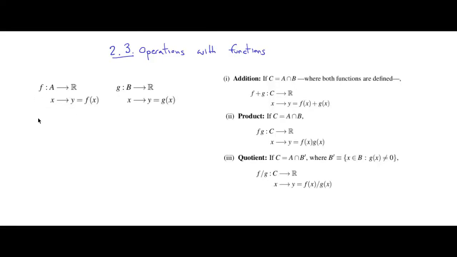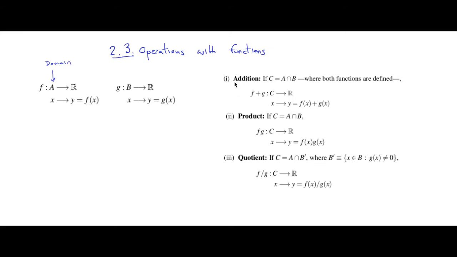So first, start with two functions: f, which has a domain A, so it's a real function. For any value x in the domain, it gets a value y, a real number, that comes with the rule f of x. And then g with a domain B, so to each x in B it assigns a number g of x. Okay, so now with the two different functions, we can do some operations with them.